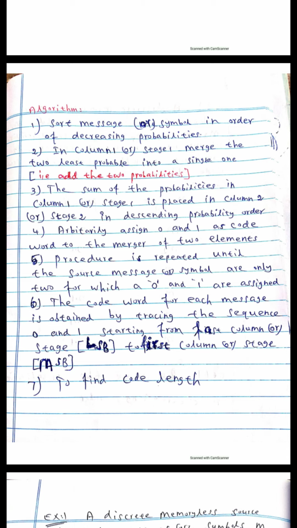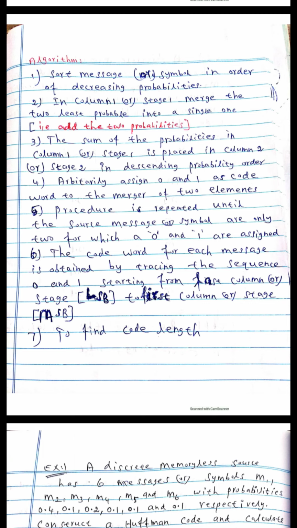Third step, the sum of the probabilities in column 1 or stage 1 is placed in column 2 or stage 2 in descending probability order. Next step, arbitrarily assign 0 and 1 as code word to the merger of two elements.